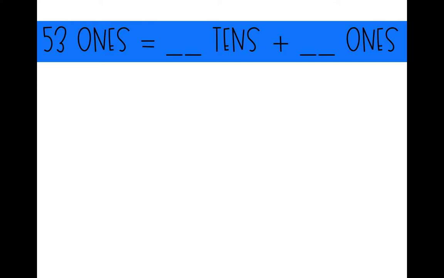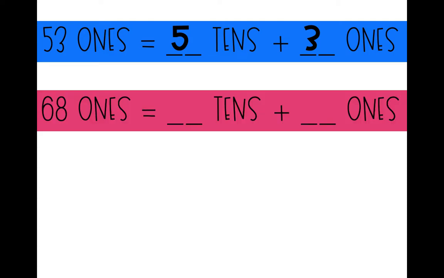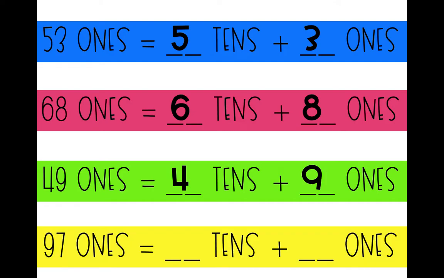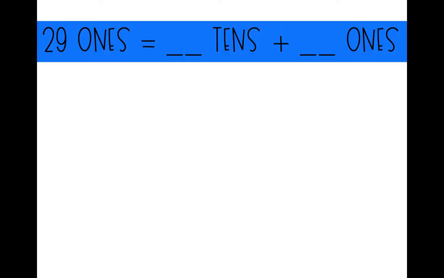53 ones equals 5 tens, 3 ones. See if you can answer these with me. 68 ones equals 6 tens, 8 ones. 49 ones equals 4 tens, 9 ones. 97 ones equals 9 tens, 7 ones. Great job. Let's keep it up as we do some more. 29 ones equals 2 tens, 9 ones.